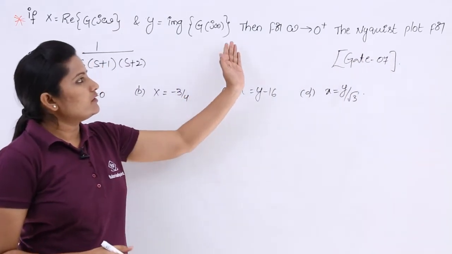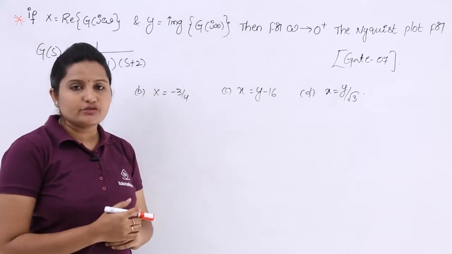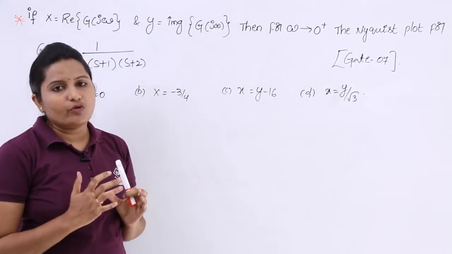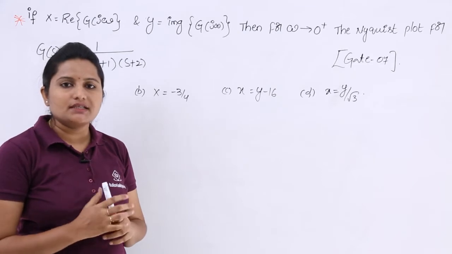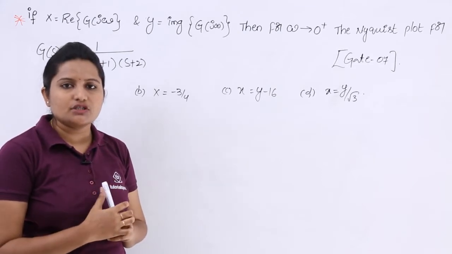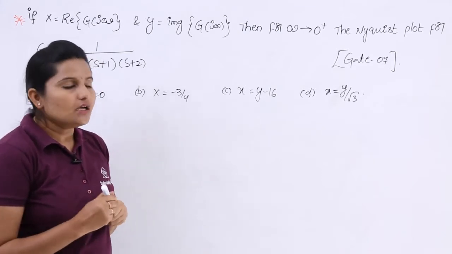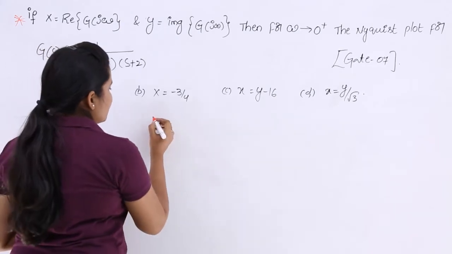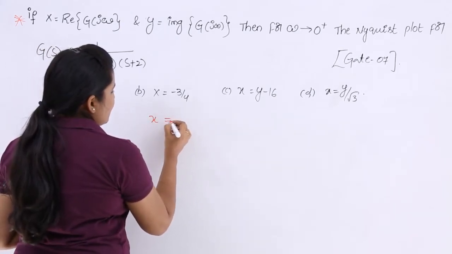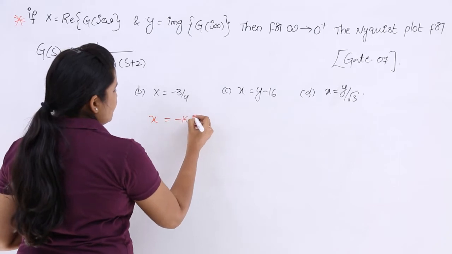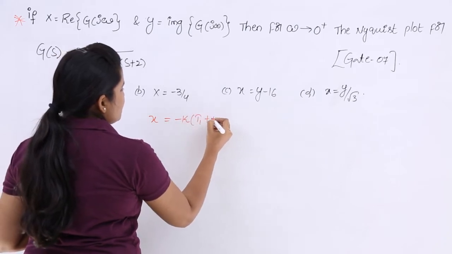Here, for omega tending to 0 plus, the Nyquist plot is asymptotic towards the real axis. So, to find out x, x is equivalent to minus K into (T1 plus T2).